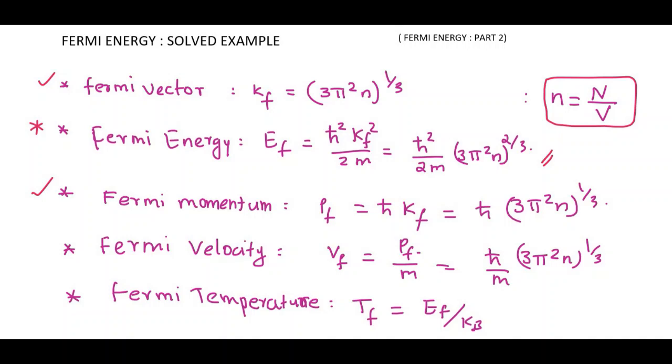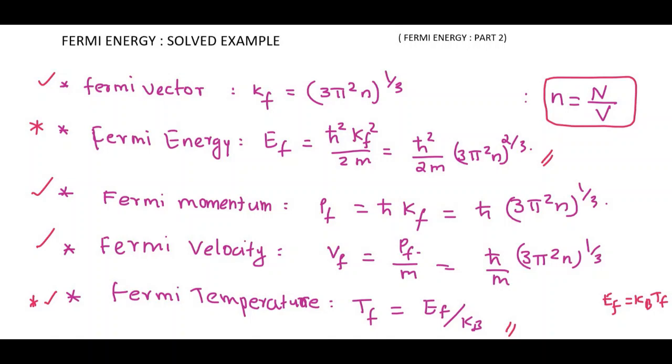Similarly, Fermi velocity vF is pF by m. pF is the Fermi momentum, so ħ/m (3π²n)^(1/3). And the second and the last one, which is also important, Fermi temperature. Fermi temperature is derived from EF = kB TF, then TF is equal to EF by kB.